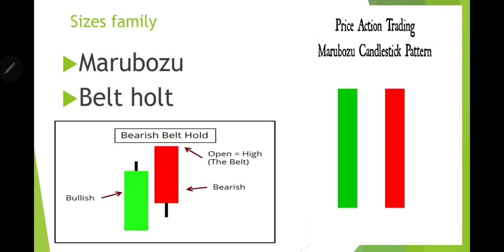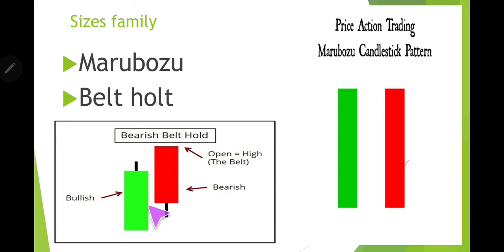Marubozu. Marubozu candlesticks look like this. We've got a green Marubozu and a red Marubozu. In Japanese, the word Marubozu means bald hair, shaved hair, like this. You'll find that it's a big candle, huge in size, but it does not have any upper or lower shadows. So this candle is called a Marubozu.